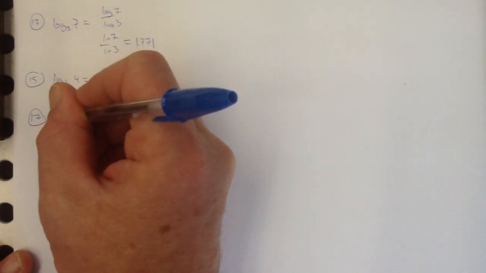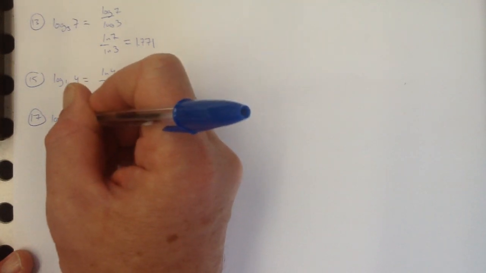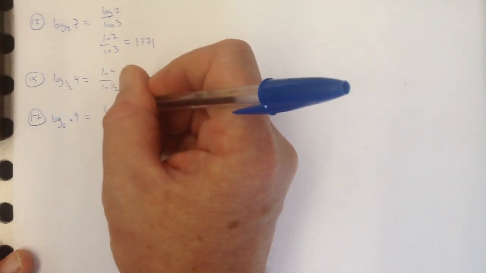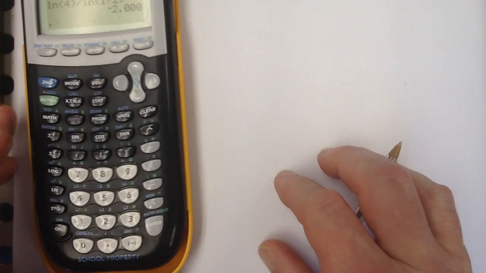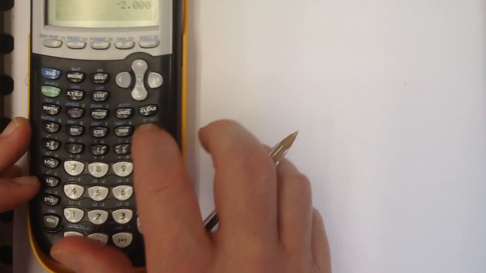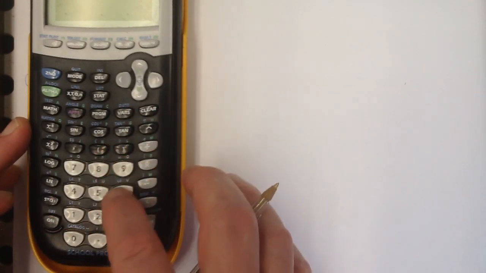Log base 6 of 0.9 is the same as natural log 0.9 over natural log 6.